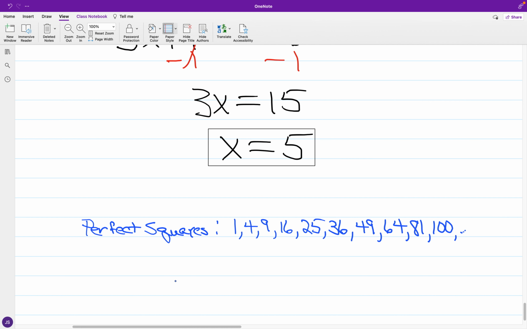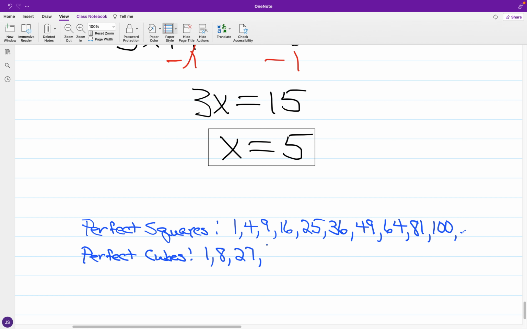Okay, so this is what you have among the first 10 natural number perfect squares. Now for the perfect cubes: 1 cubed is 1, and 2 cubed would be 4 times another 2, which is going to be 8. 3 cubed would be 9 times 3, which is 27.